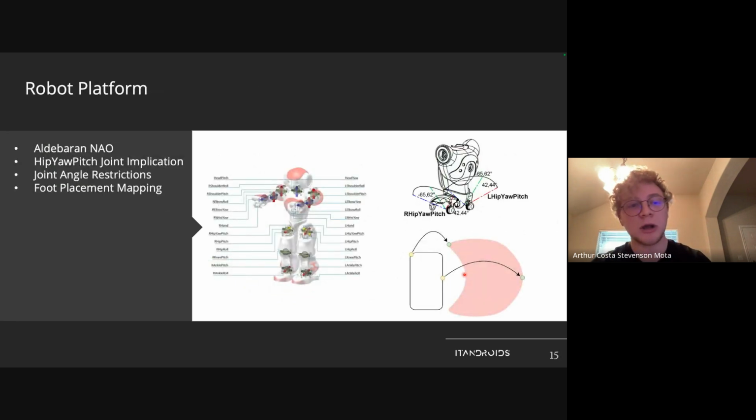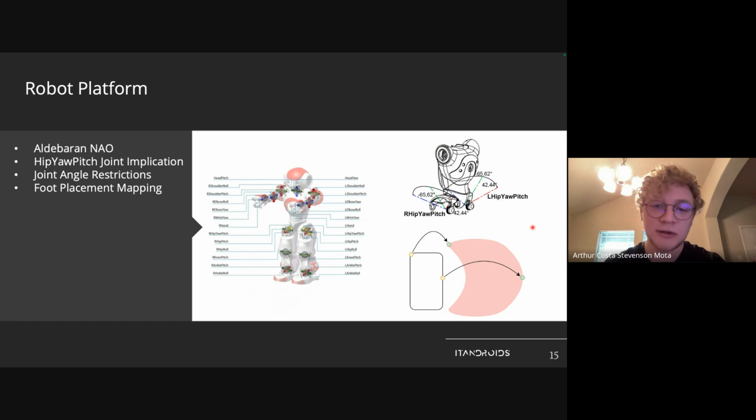Okay, so the robot platform I will be using for this work, as I said, is the Aldebaran Nao, which is the robot used in the Soccer 3D Simulation League. One of the specificities of the Aldebaran Nao is mostly the hip yaw pitch joint restrictions. The hip yaw pitch joints have a single motor that commands them. So both joints, left and right, have to have the same value when opening. This is a physical constraint that will be one of the first important constraints when considering the placement of the foot.